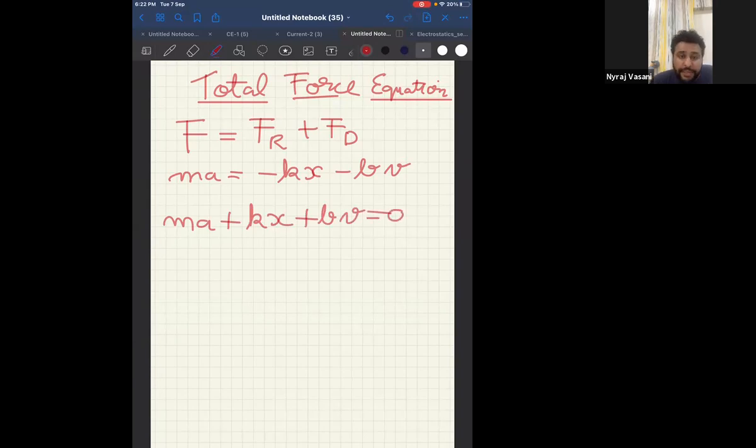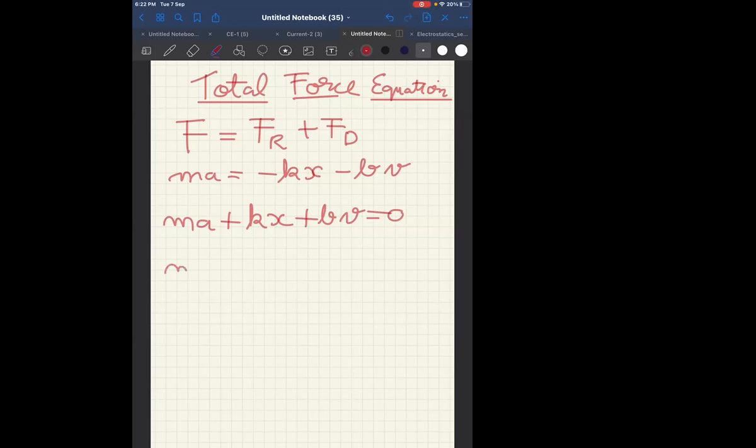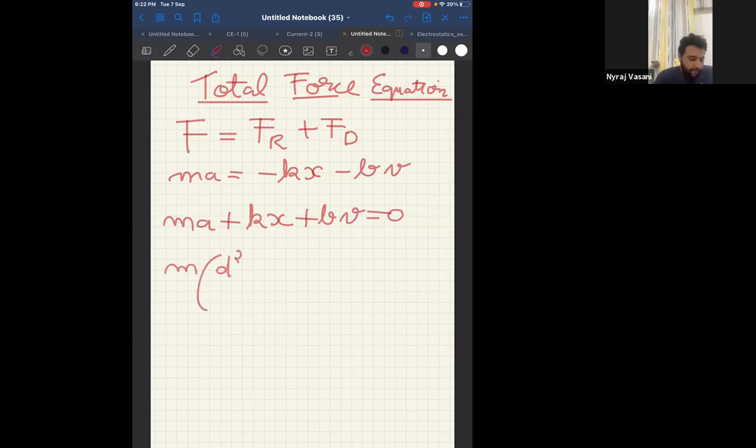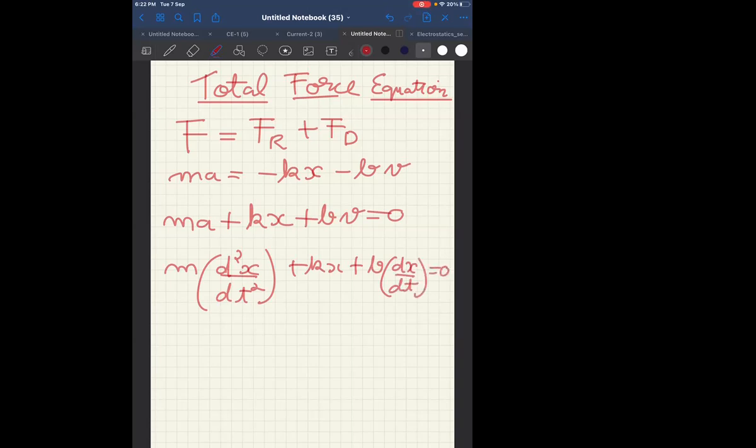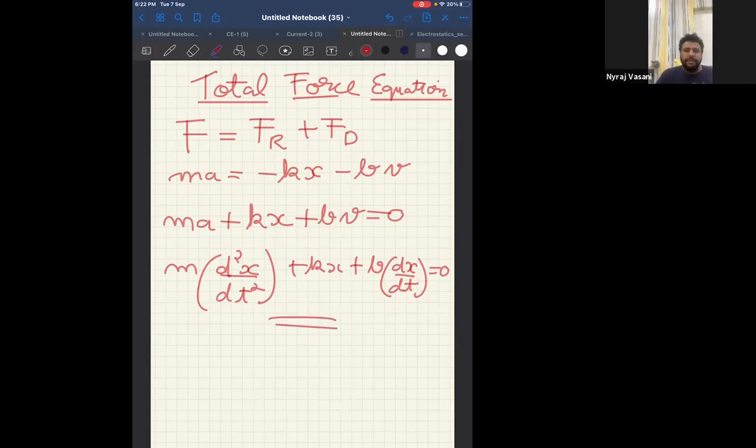Now I want a differential equation. Therefore, can I write M into, instead of A, d square x by dt square? Can I make acceleration a differentiation term? Plus kx plus b, can I write v as dx by dt, equal to 0? Over. This is my differential equation of a force.